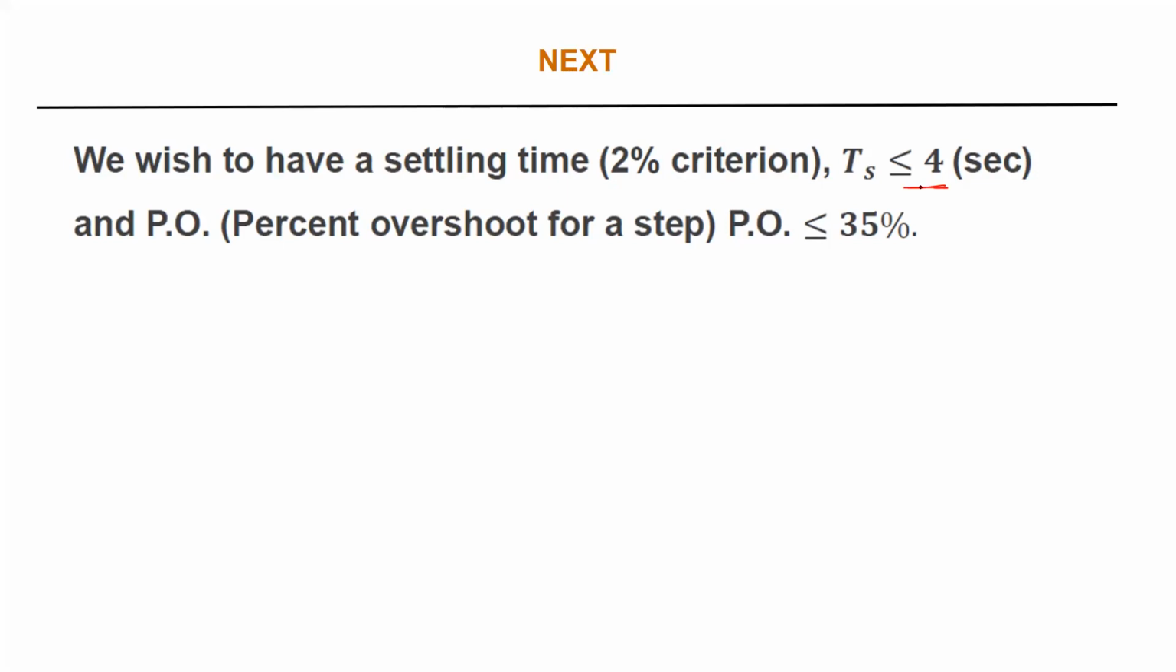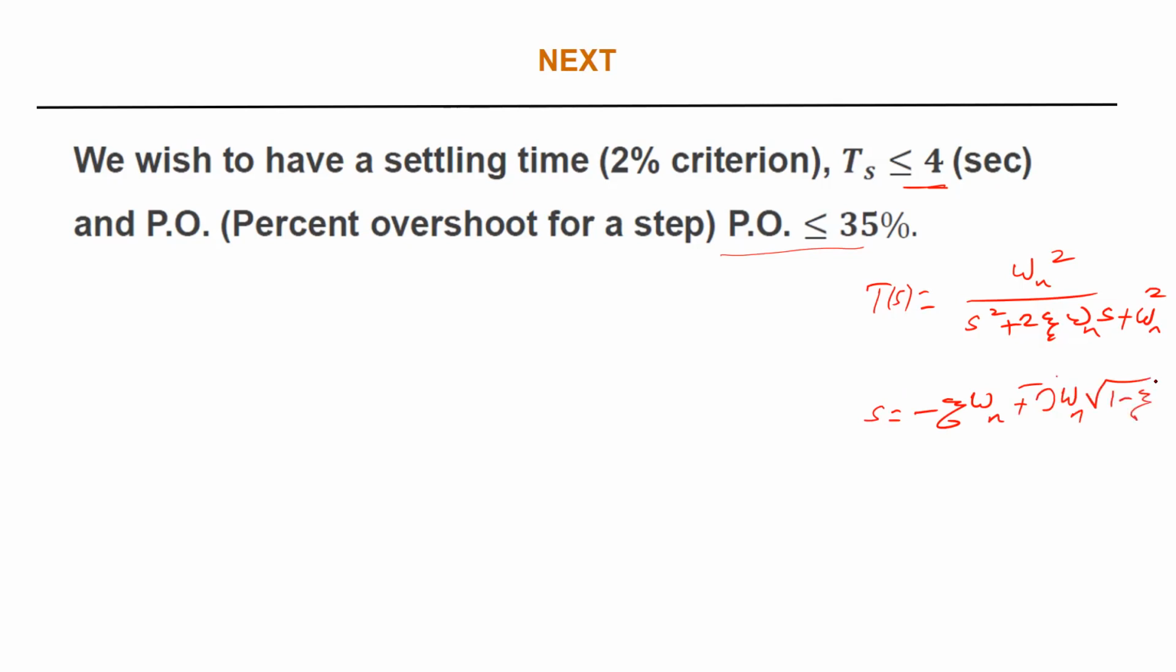Suppose now I want my system to have a settling time of 4 seconds and percentage overshoot of 35. Can I translate this information to get the pole of the second order system? Remember the transfer function of the second order system, the closed loop one, equals omega n square over s square plus 2 zeta omega n s plus omega n square. And what are the poles of this system in here? This is equal to, can you tell me? Do you remember? Minus zeta omega n, exactly, plus or minus j omega n root of 1 minus zeta square.